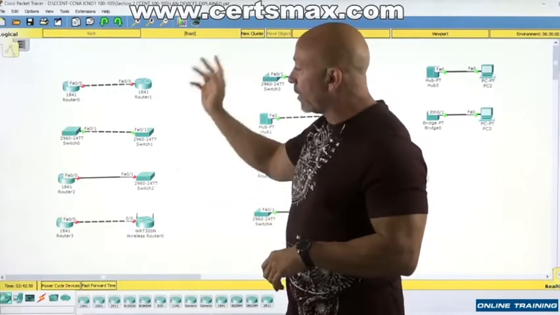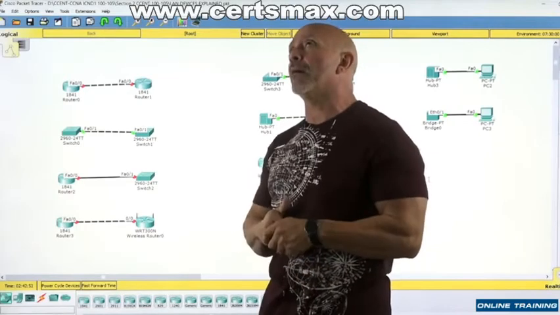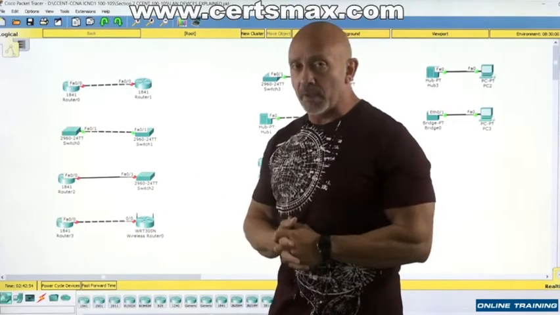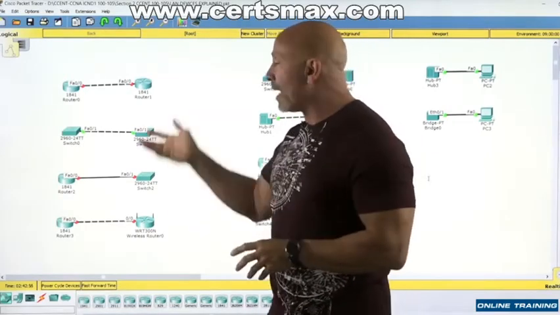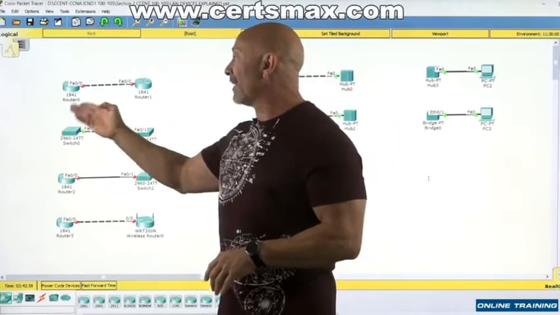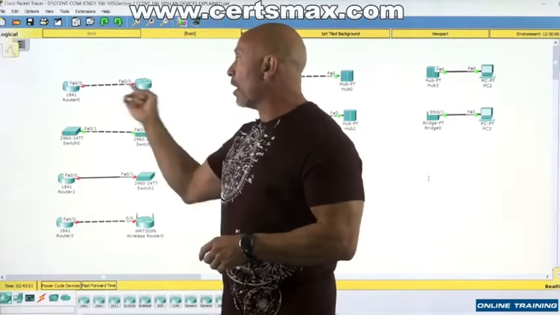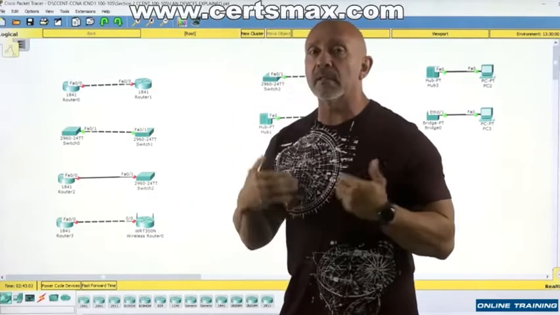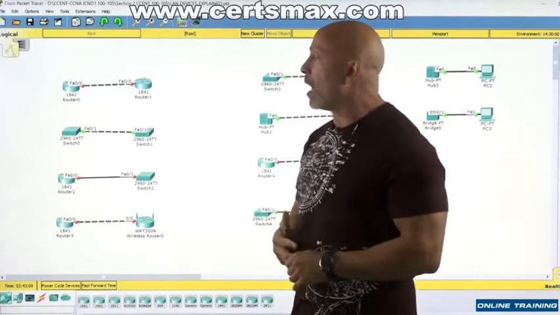None of these are configured, so if some of you are wondering, hey, why do they have red dots? That shouldn't be your concern. They have red dots because they're not configured. That's not what I'm trying to show you. What I'm trying to show you is the type of cabling. All right, this is a crossover cable. All right, when we get to the cabling section, you'll understand what I'm talking about.